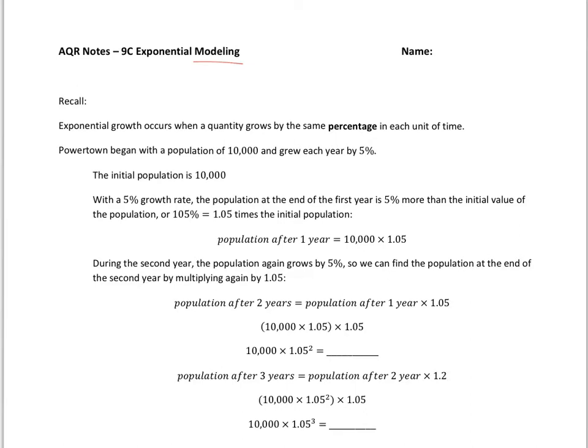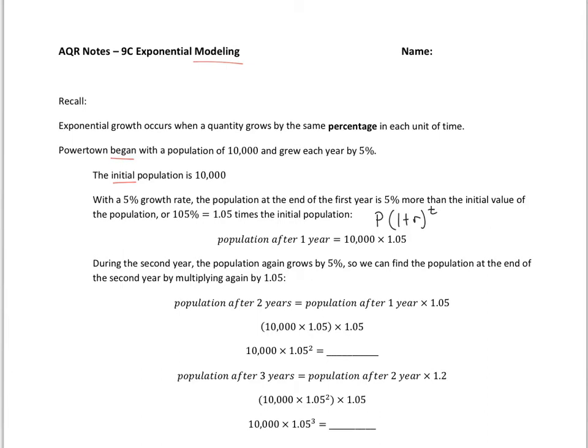Powertown began with a population of 10,000 people and grew each year by 5%. Began and initial mean the same thing here. With a 5% growth rate, the population at the end of the first year is 5% more than the initial value of the population, or 105%, which is 1.05 times the initial population. Remember the formula we have been using this whole time. The initial population times 1 plus the rate to the t power.